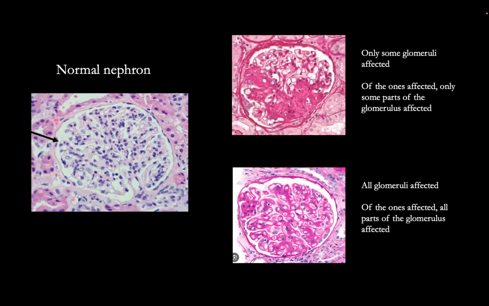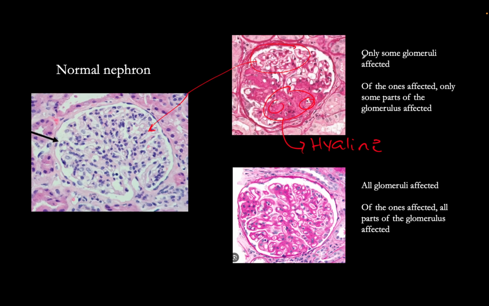What I want you to look at here is that some of the nephrons are normal. They look exactly like this. And then some of the nephrons are very hyaline, so they're very pink. And so even within those nephrons that are affected, there's some normal areas.